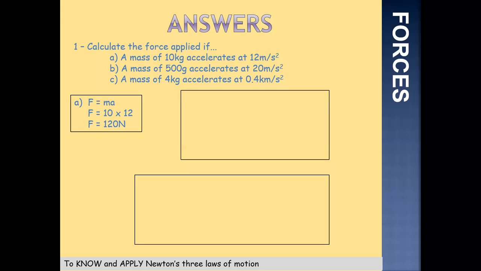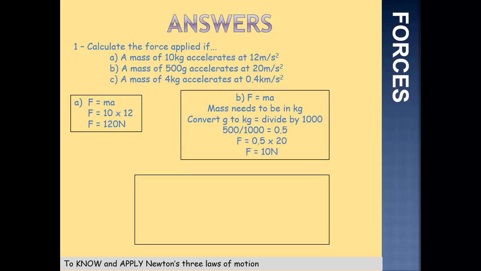B, a mass of 500 grams accelerates at 20 meters per second squared. So we've got force equals mass times acceleration, but mass needs to be in kilograms. At the moment it's in grams, so we need to convert it into kilograms. To convert grams to kilograms, we divide by 1,000. Grams are a lot smaller than kilograms. 1,000 grams in a kilogram. Once we've done that, 500 divided by 1,000 gives us 0.5. That's our mass in kilograms. Just replace those in the equation now. That's 0.5 multiplied by 20 gives us 10 newtons.